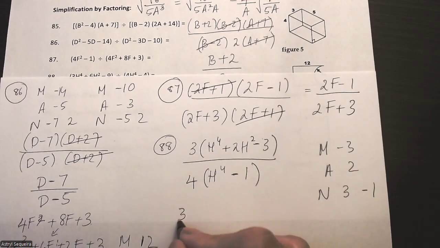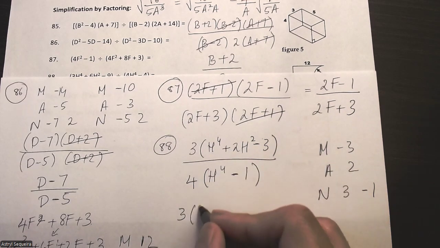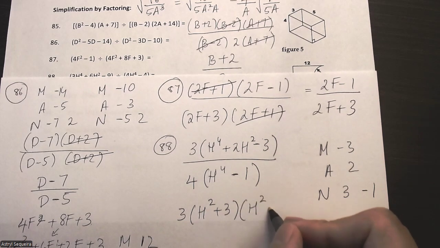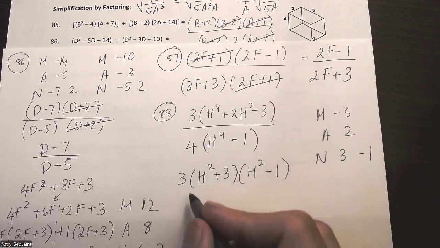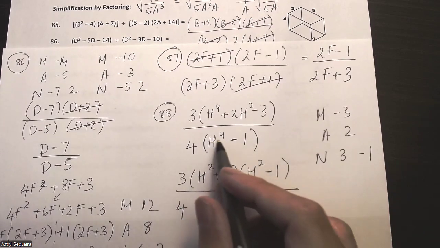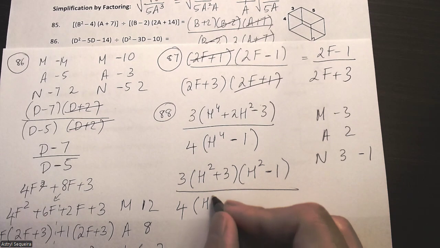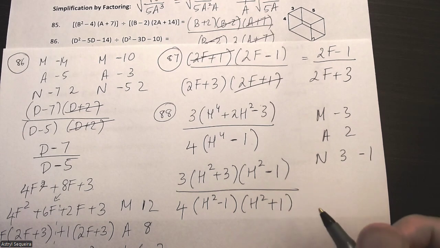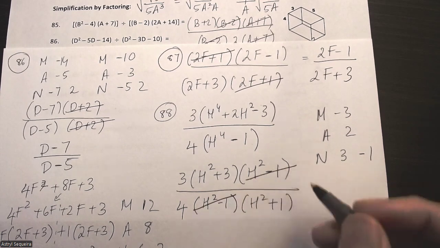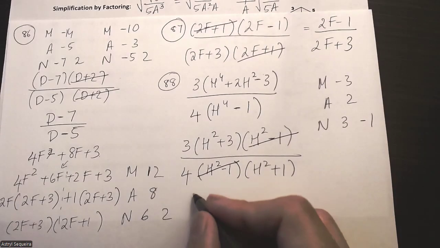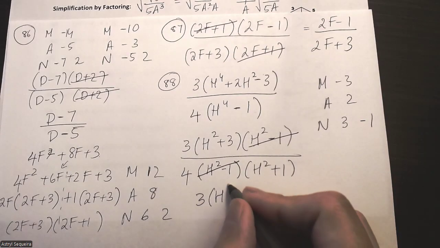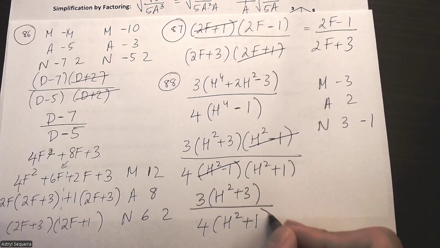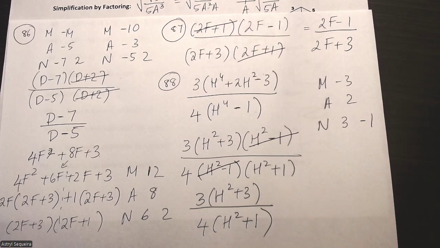So I can rewrite this. Because this is h^4, when I rewrite it, it's going to become h squared plus 3, h squared minus 1. So keep that in mind. On the bottom, I have the 4 there, and then I can factor this with difference of squares. h squared minus 1, h squared plus 1. Now I can cancel these, and then I can't factor or do anything further. So final solution, 3h squared plus 3 over 4h squared plus 1.